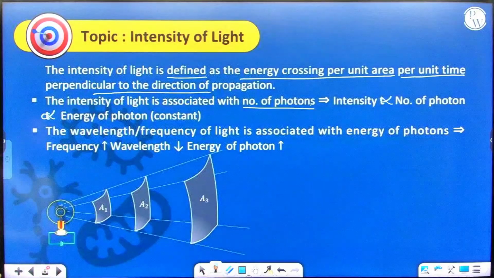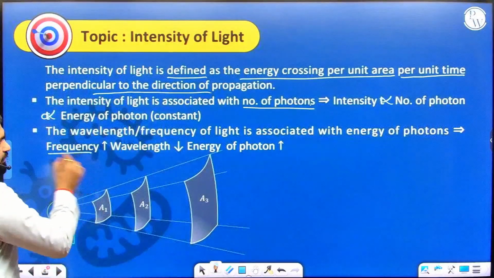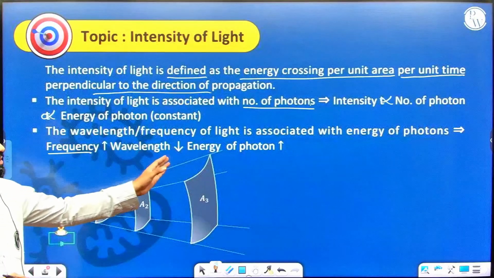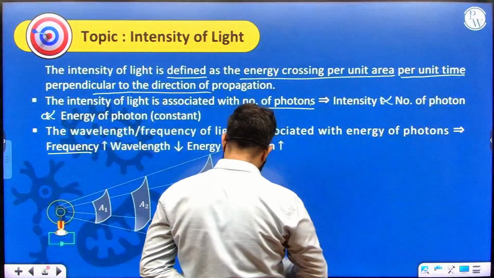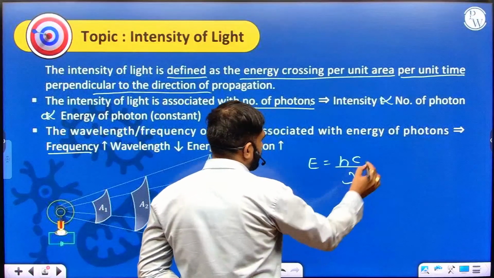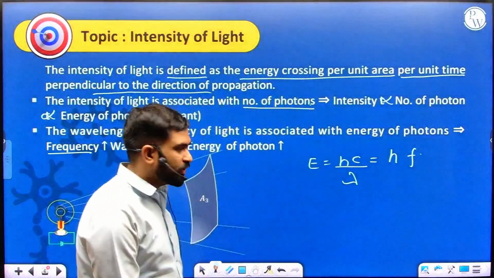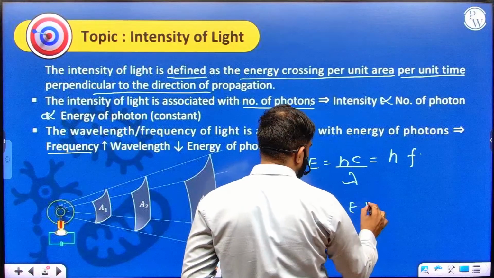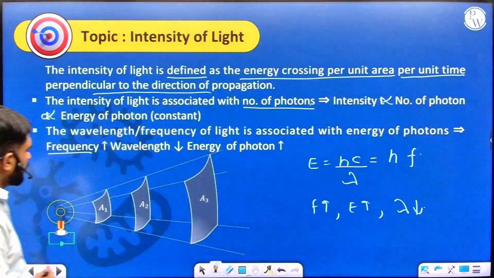The wavelength and the frequency of light are associated with the energy of the photons. If the frequency increases, then the wavelength decreases, and the energy of the photon increases. That we all know. It's directly from the formula E equals hc by lambda, and E equals hf, where f is your frequency or nu. So here you can easily see frequency increases, energy must increase, and wavelength decreases, so again energy must increase.